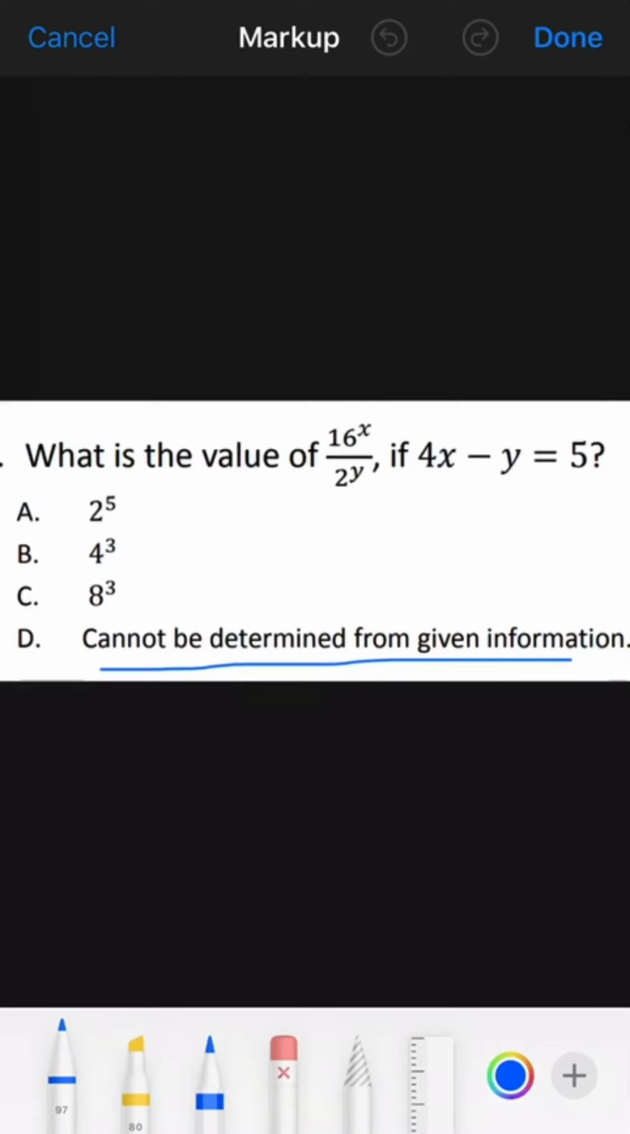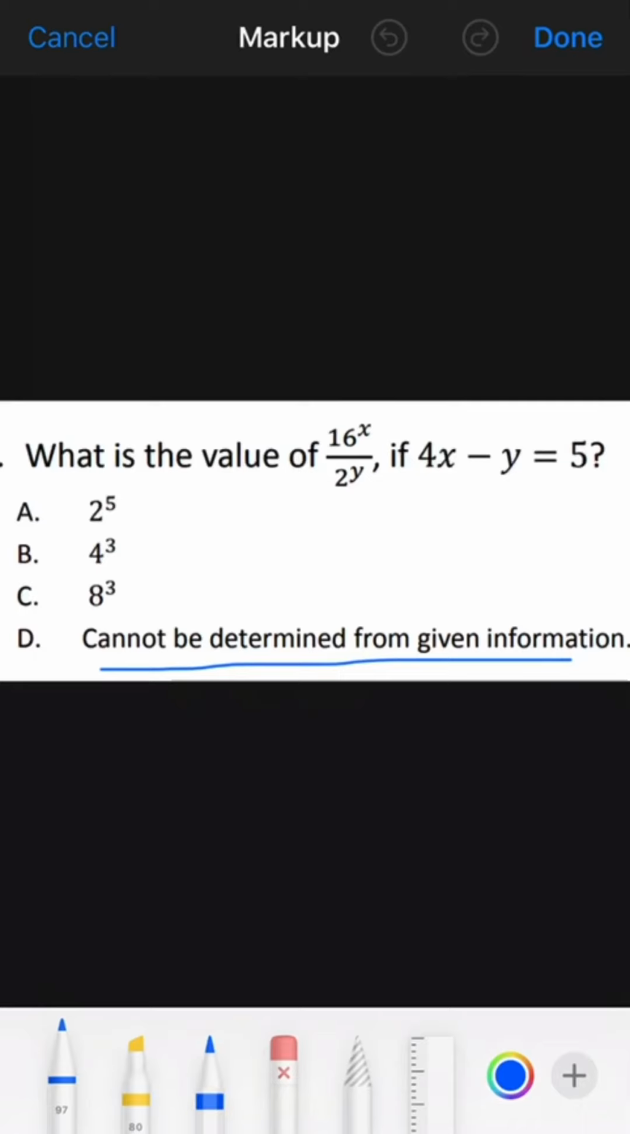And I underlined choice D down there. It says cannot be determined from given information. That may be an answer choice. When you are taking the actual SAT, I'd advise you, if you do have to guess, don't guess that one. It's possible that could be the answer, but if you're going to choose cannot be determined from given information, I want you to be absolutely sure that you're correct before you select that as your answer choice.